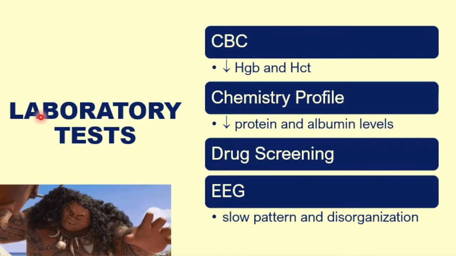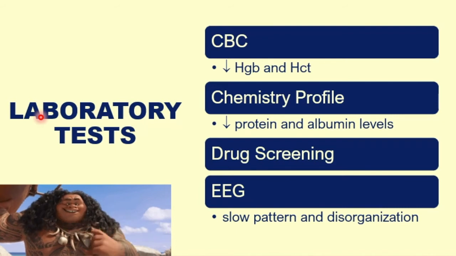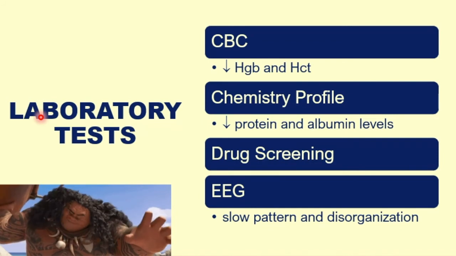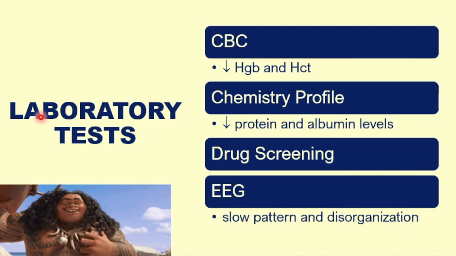And then drug screening. Your drug screening, class, is done to determine medications that can cause your secondary Parkinsonism. And then EEG. In EEG, what can be seen, class, is that there is slowing of the pattern and disorganization in your EEG.